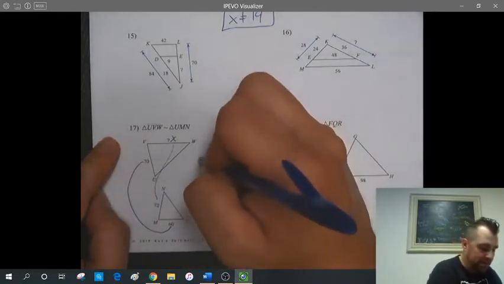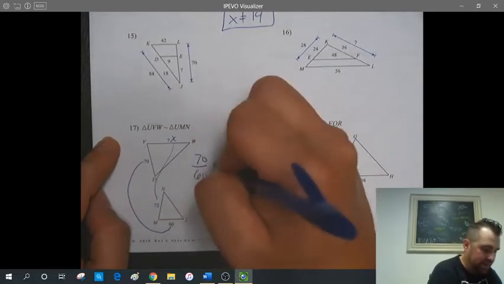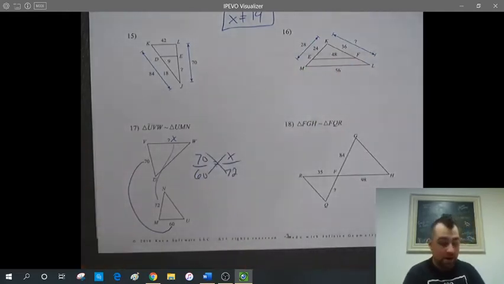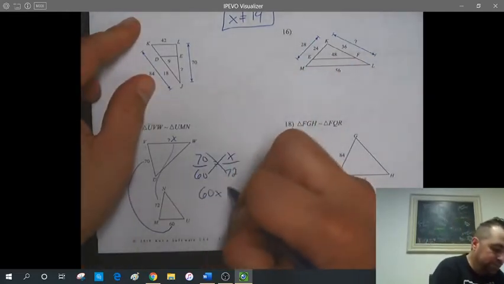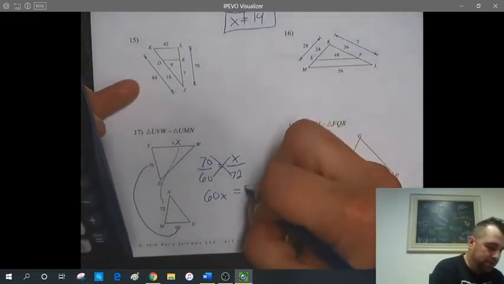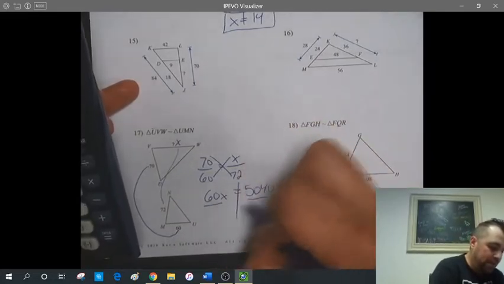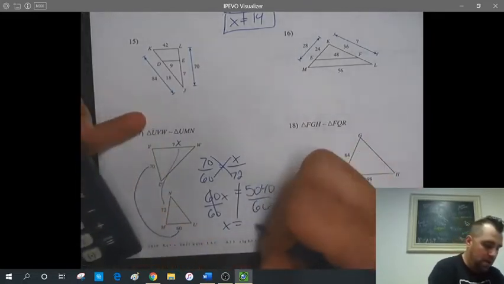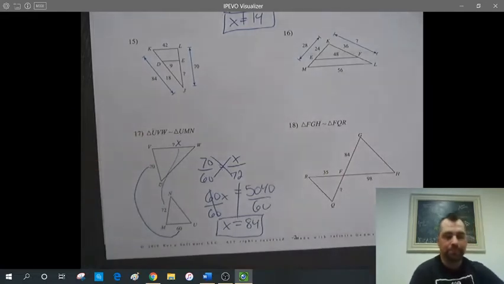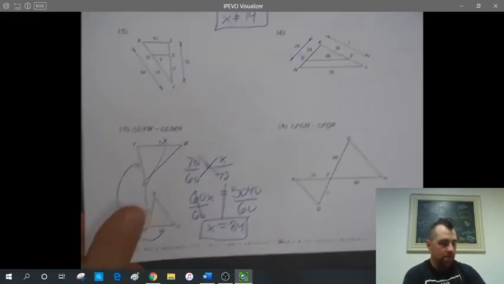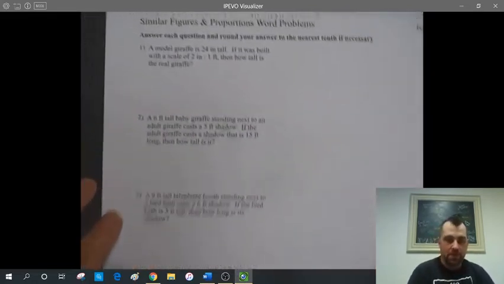So writing my proportion, I could say that 70 is to 60 as x is to 72. Then 60x would be equal to 70 times 72, which is 5,040. Divide by 60 to both sides, and we get that x is equal to 84 here. Okay, so that's that worksheet and how you complete those problems.